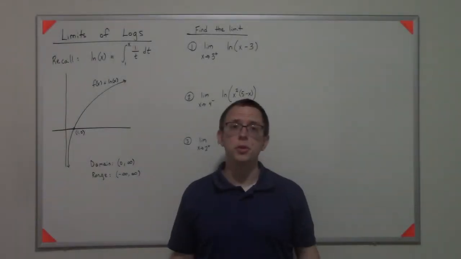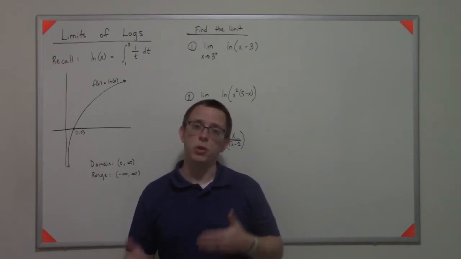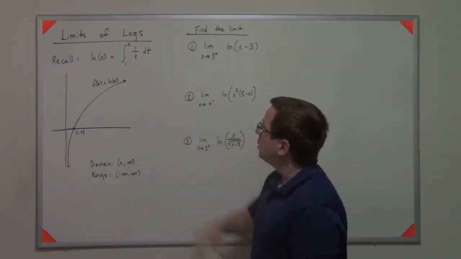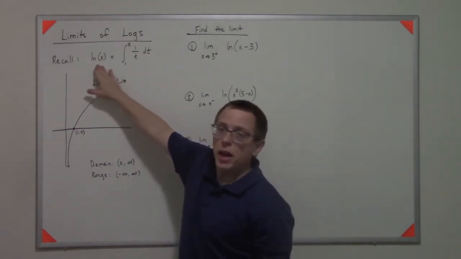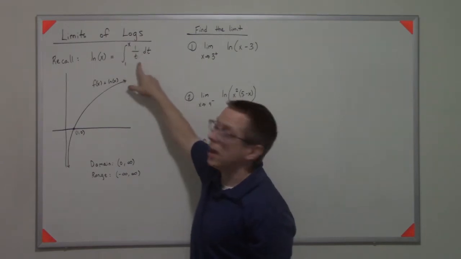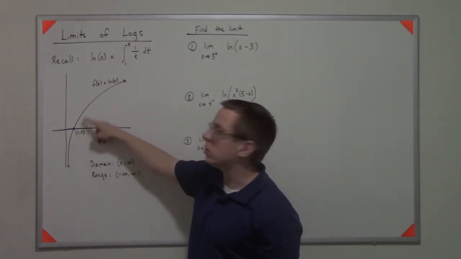Since our goal is to do calculus involving logarithms, it's natural that we start with limits and then we'll move to derivatives and integrals. So if we look at the definition of the natural log as the definite integral from 1 to x of 1 over t dt, what we find is that this graph looks like this.